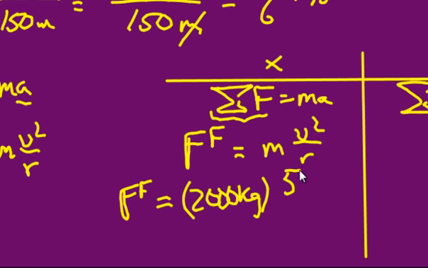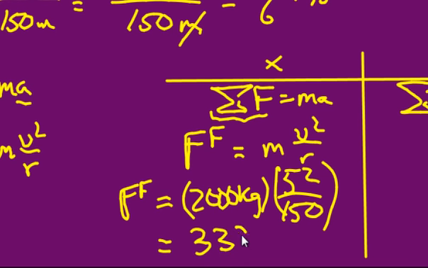And let's see here, 5 squared over 150. All right, so I can do that math. And I won't show you the units, but these units will work out to newtons if your velocity is in meters per second and your mass is in kilograms. Okay, so you can pause here and do this on the calculator. Okay, this comes out to 333 newtons. All right, so the force of friction to keep this car moving in a circle is 333 newtons.